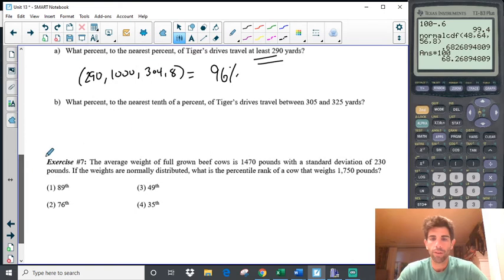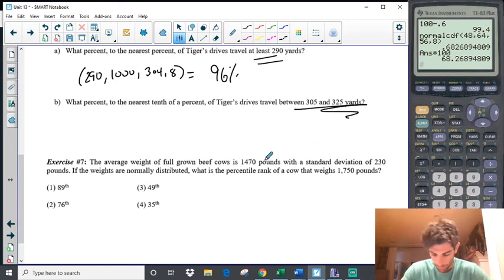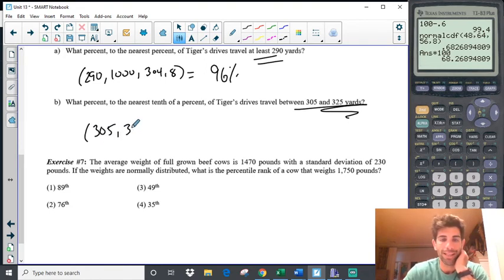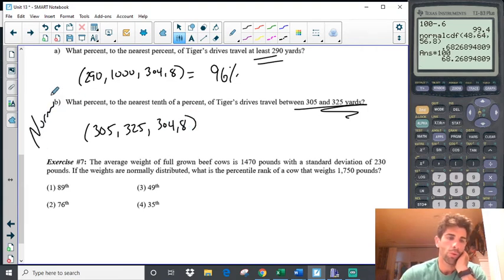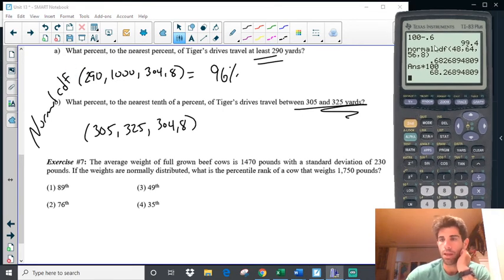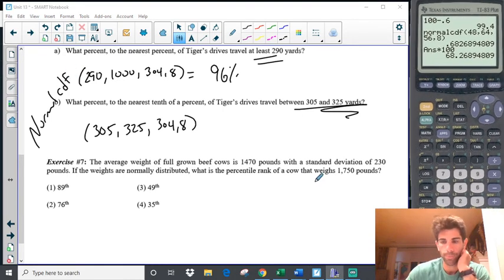What percent of them would travel between 305 and 325? I'm giving you your lowest, I'm giving you your highest, and then you use your mean and your standard deviation. And again, we're doing the normal CDF here, which is second VARS. Okay. What do I get? Multiply by 100, 45%.